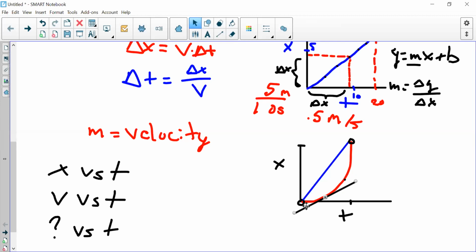So that's going to suggest that if you have a curve like this, that means your velocity, as the slope is, increasing as time goes on. So this would be described as speeding up. All right, so this is speeding up.